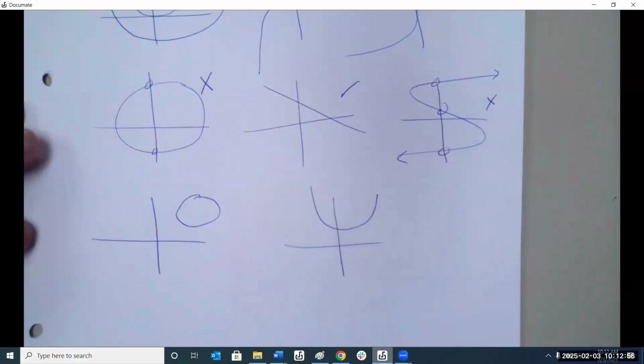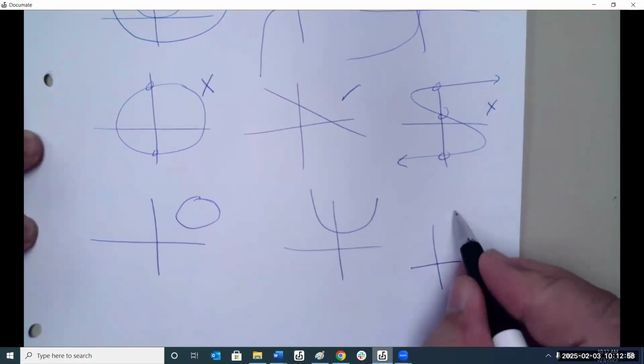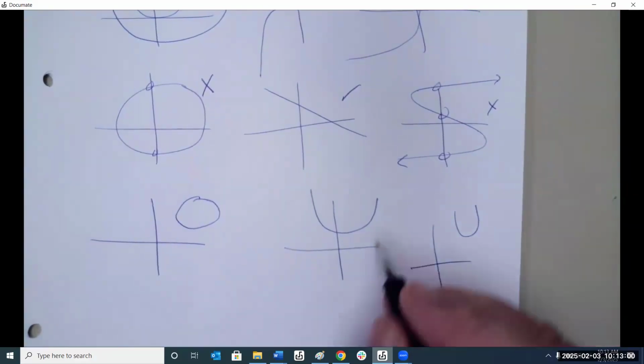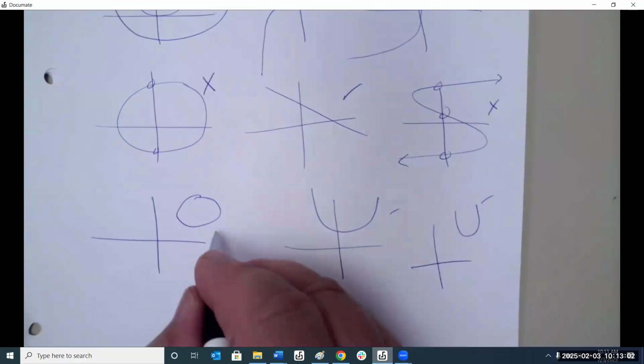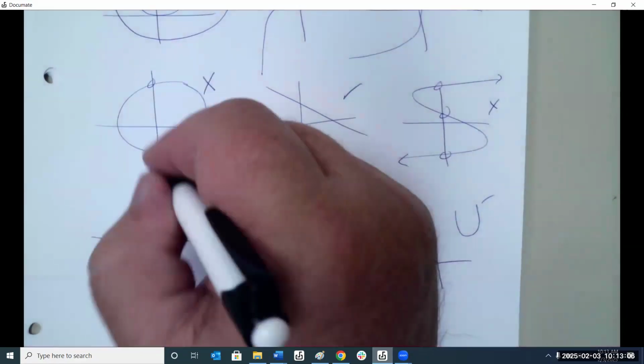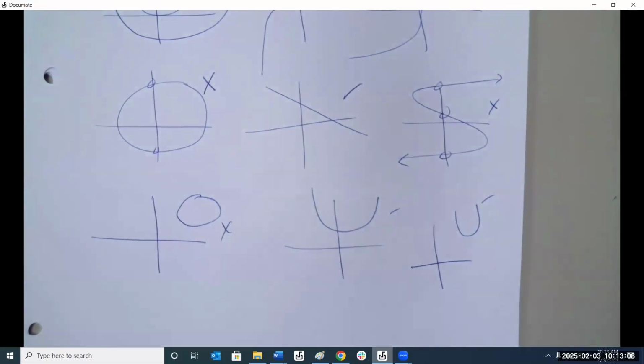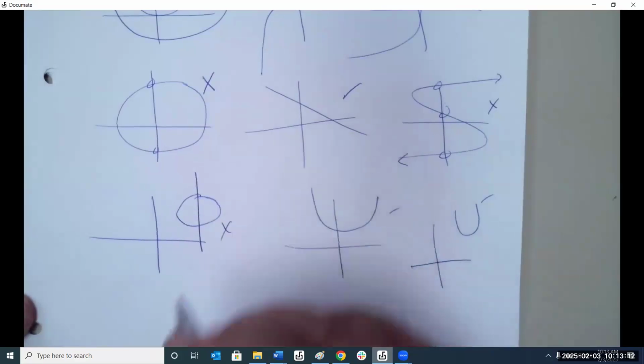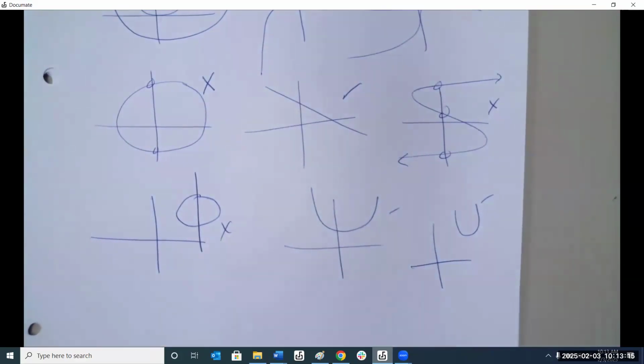This is a function. This is a function. This is not. It has to do with what the y-axis looks like. It goes up and down. It's a vertical line, right? If you can draw a vertical line anywhere on the graph and it crosses it more than once, it's not a function.